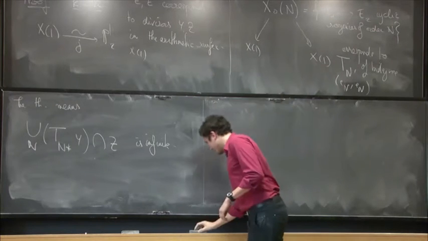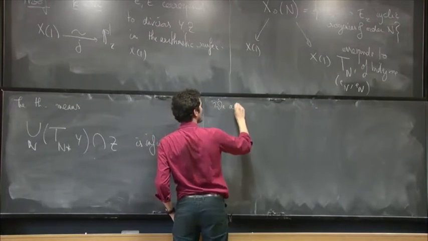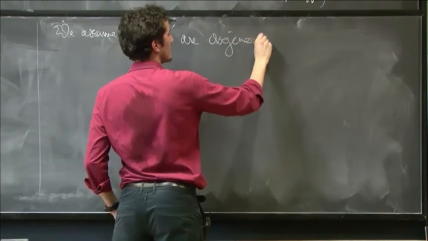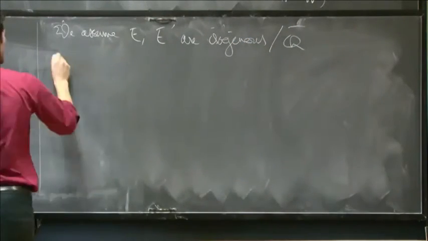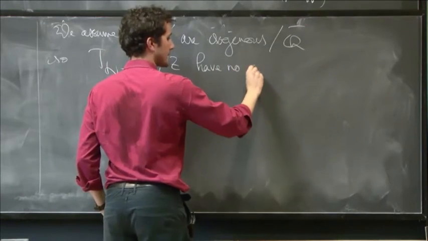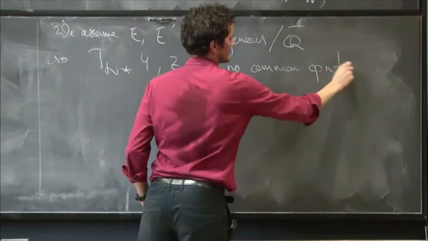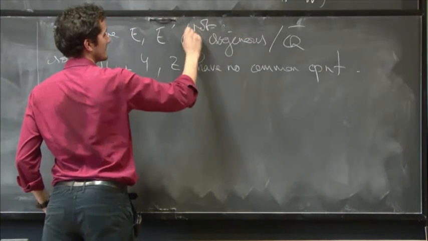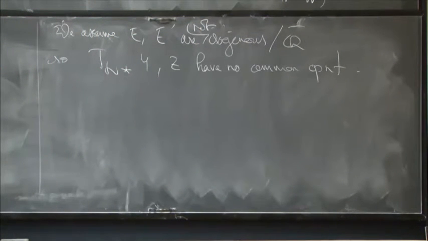Okay, so certainly we assume that E and E prime are not isogenous over Q bar. So these two divisors Y and Z have no common component. So of course, the strategy is pretty clear. It is very hard to control the set-theoretic intersection, but the intersection numbers make sense in that setting.